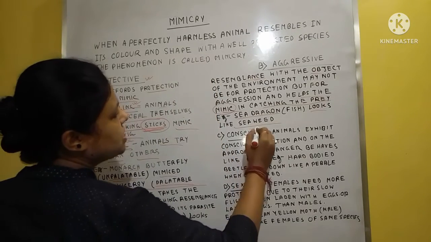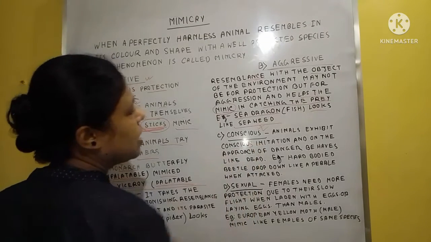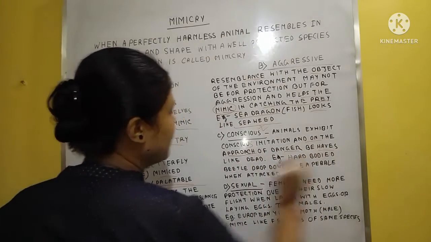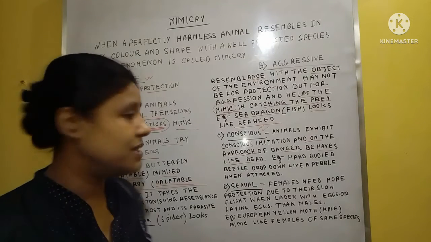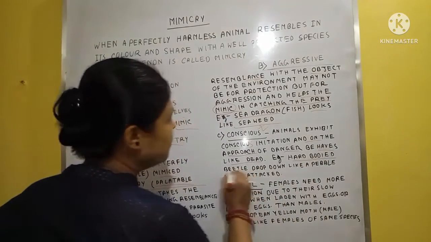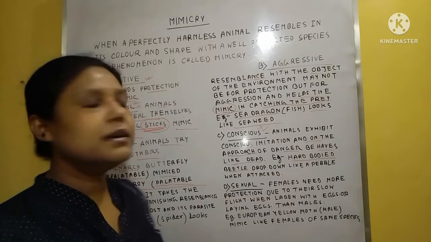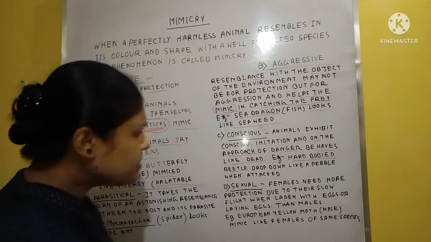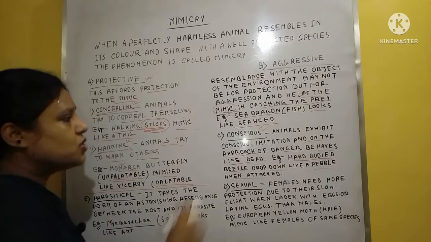C is the conscious mimicry. Some animals exhibit conscious imitation, and on the approach of danger they behave like dead. It is the easiest way, behaving like dead animals. So it is generally seen in hard-bodied beetles. Some types of beetles have a hard body, and when any animal attacks or tries to capture the beetles, they just fall down or drop down like a pebble.